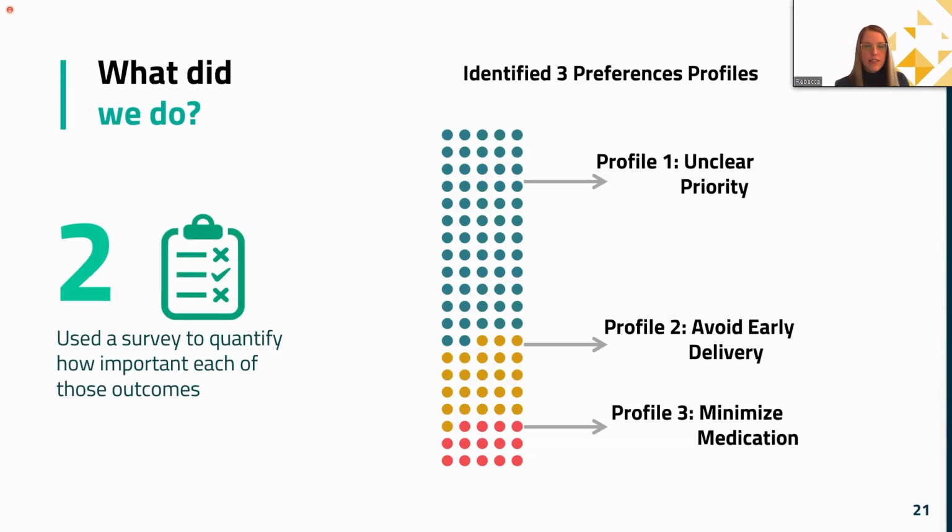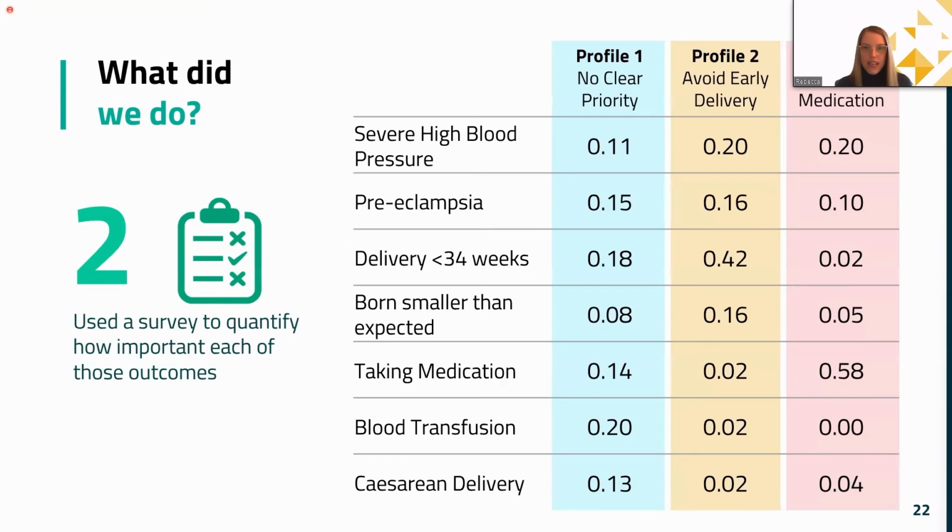And when we did our survey to understand how important each of these outcomes were, we ended up finding 3 different preference profiles, so groups of people who shared common preferences. The first group and the largest group were people with an unclear priority or no clear priority. The second largest group were people who wanted to avoid early delivery, and the smallest group were people who wanted to avoid taking medication. And you can see here are the weights that they assigned.